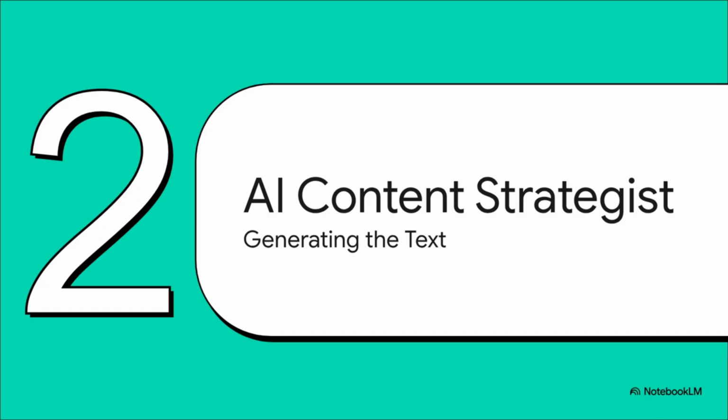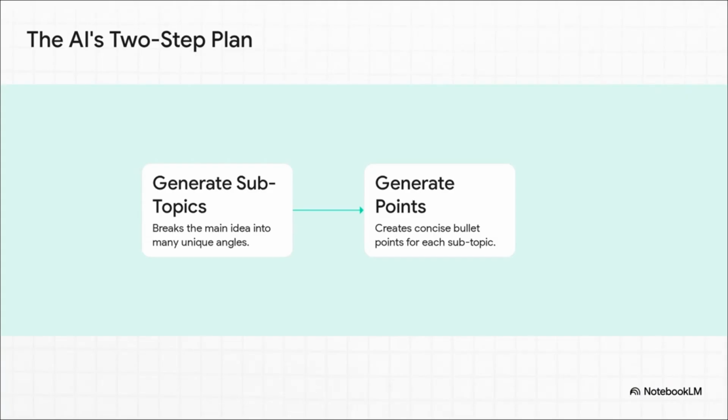Before a single pixel even gets drawn, the AI has the super critical job of generating all the text. This is where the core ideas for every single infographic are actually born. And the AI is really clever about this. It doesn't just spit out a giant wall of text. Nope, it uses a smart two-step plan. First, it comes up with a whole list of unique subtopics to make sure there's lots of variety. Then, for each of those, it creates a handful of short, punchy bullet points. This structure, that's the secret sauce for creating so much unique content from just one starting point.